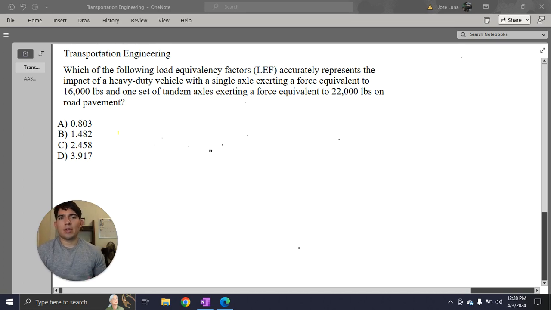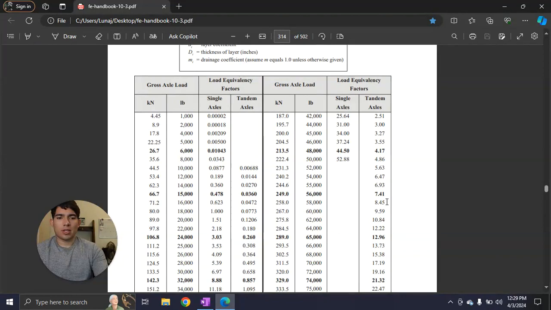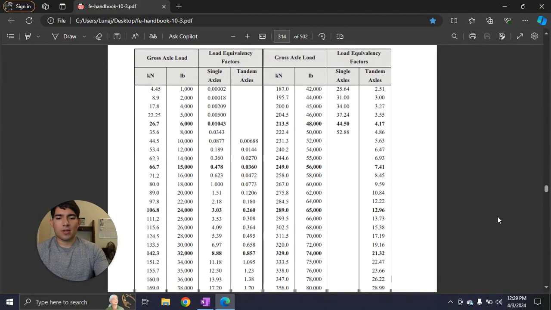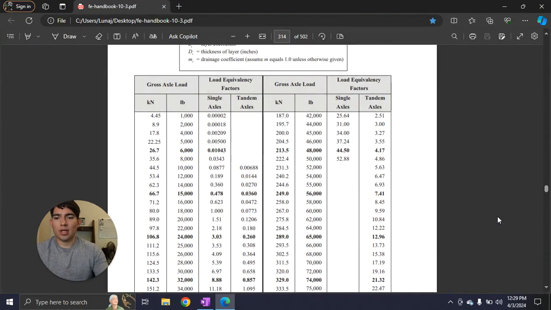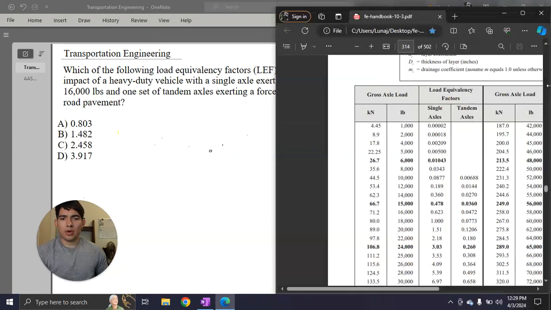So anytime that you see a problem like this, what you're going to do is go to the FE reference manual on page 308. In this case, this is what that page looks like. As you can see, it's page 308. Now, I'm just going to put it on the side here for us real quick. And what you do is you go on the chart, you find the gross axle load that you were given for one of the specific cases in the problem, and then you find the load equivalency factor.